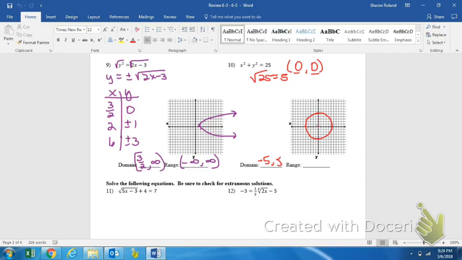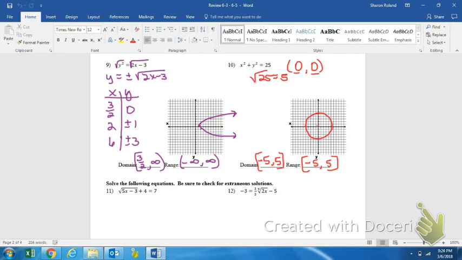Negative 5 to positive 5, it includes it, so it gets a bracket. Your range goes from negative 5 to positive 5. It includes it, so it gets a bracket.